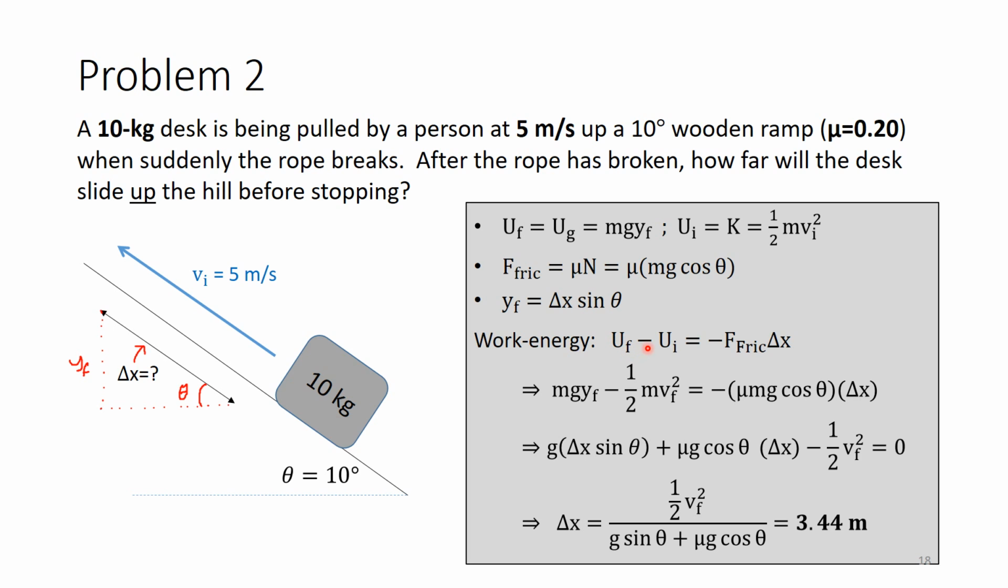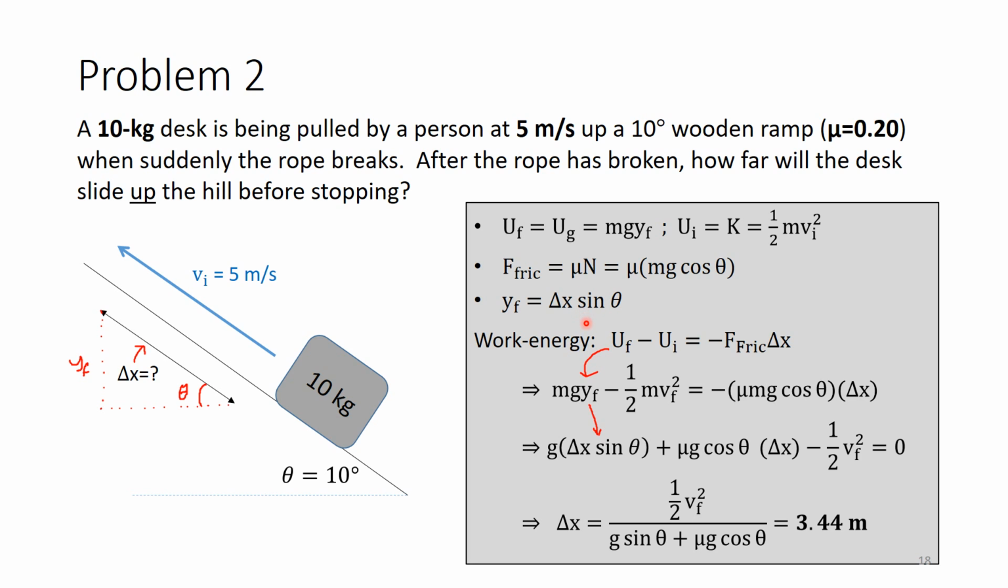So write down the energy equation. U final minus U initial equals negative friction times delta x. Then plug in gravitational energy for U final, kinetic energy for U initial, and then plug in the expression for friction on the right side. And once you get to a y final, you can replace the y final with delta x sine theta, just as we have done over here.